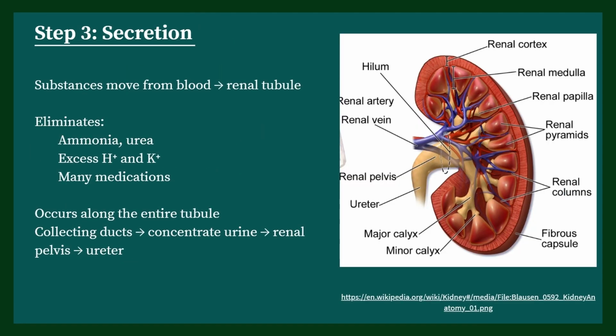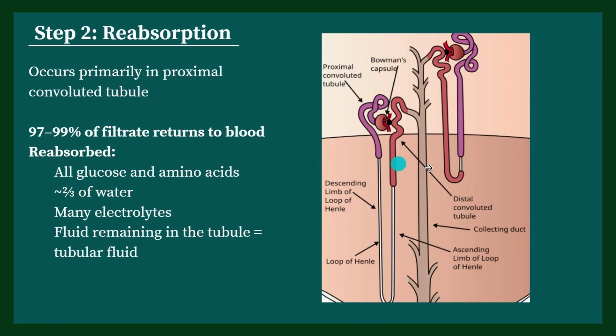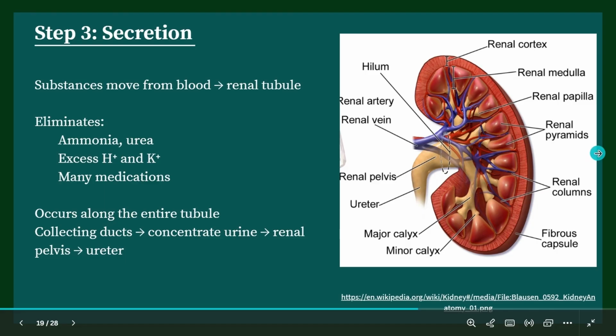Then secretion, that's the final step. That's where everything that our body doesn't want anymore gets taken out of the blood and put into that renal tubule to end up going down into these areas called the calyxes, into the renal pelvis, and out the ureter. So it eliminates ammonia, urea, when there's too much hydrogen ions or potassium ions, and medication waste or toxins. So it occurs along the entire tubule, just like reabsorption.